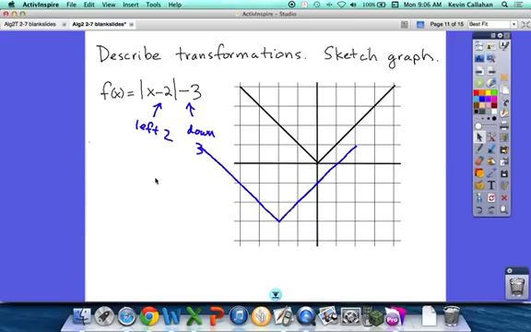What's that? Oh, you're right. Good catch. She's right, I'm wrong. It should have been right 2, which means we did the wrong shift. Should go over here. That's right. Thank you. So minus inside means right. Minus outside means down. So you just move the V, right? You don't have to plot points, just move the V.